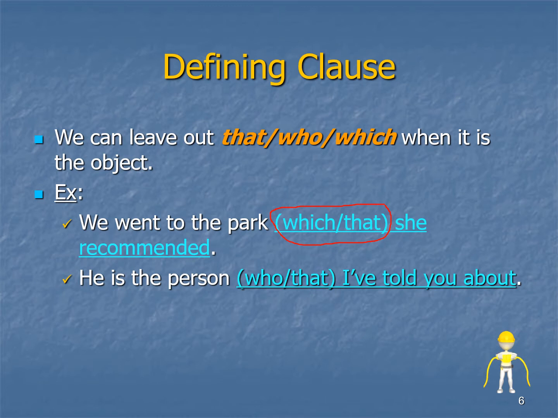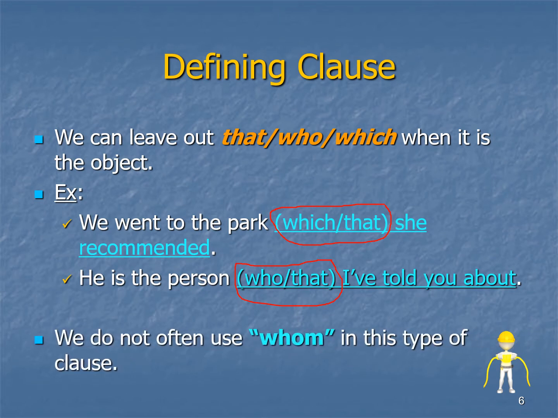The second example: he is the person who or that I told you about. The same thing, who or that is optional to leave out. Or you can say, he is the person I told you about. Next thing, we do not often use whom in this type of clause. So in a defining relative clause, we do not often use whom. Just a short thing to remember.